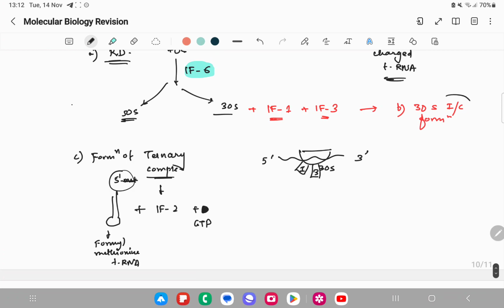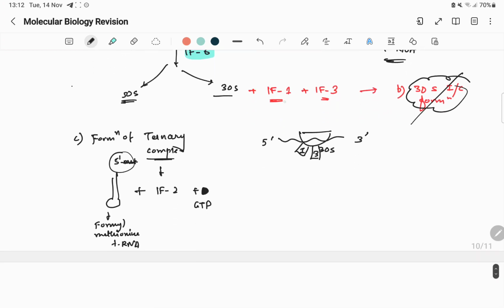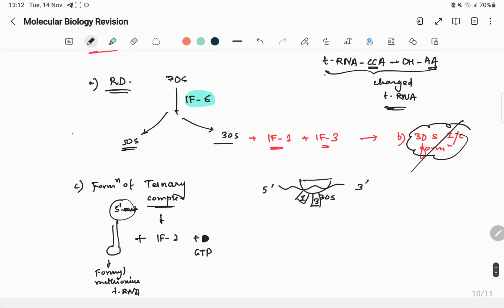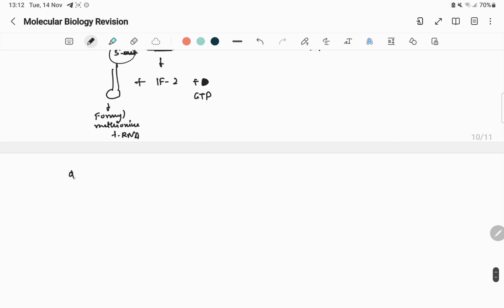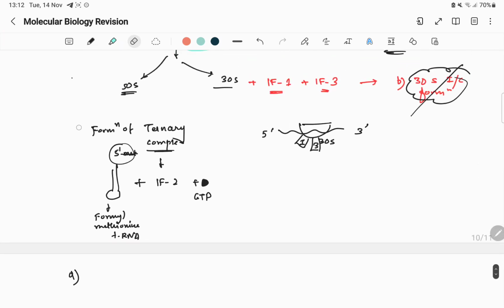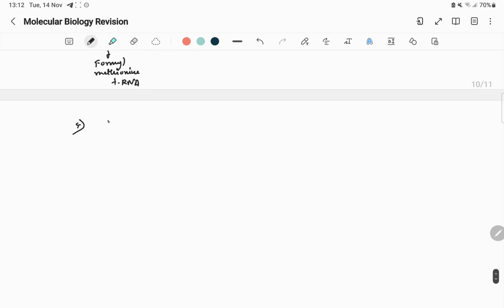Okay, so the 30S initiation complex formation will occur later, so you can't write it here. Basically the ternary complex is formed. This is a ternary complex, and afterwards you just name it B, and then you just name it C. So in point C, it's the formation of the 30S initiation complex.